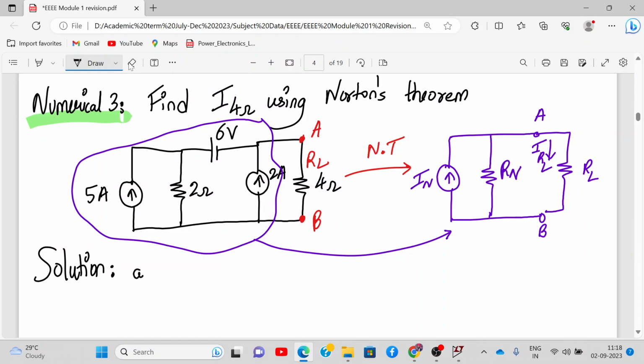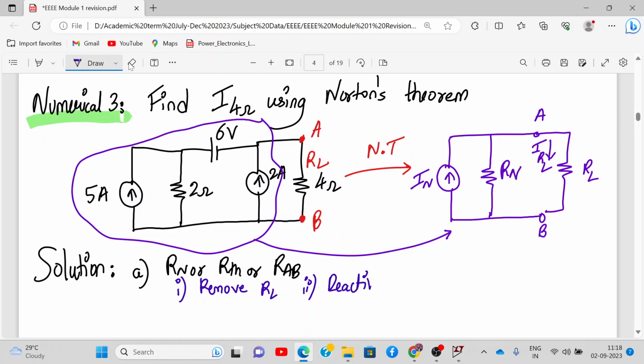First we'll start with the calculation of RN, or we can also call it RTH or RAB. So what's the procedure to do that? Let us write it down. I hope you are writing everything down. Remove RL and deactivate sources. There are 3 sources over here, 2 current sources and 1 voltage source. So what will happen to the current sources when we deactivate them? They will become open or short.